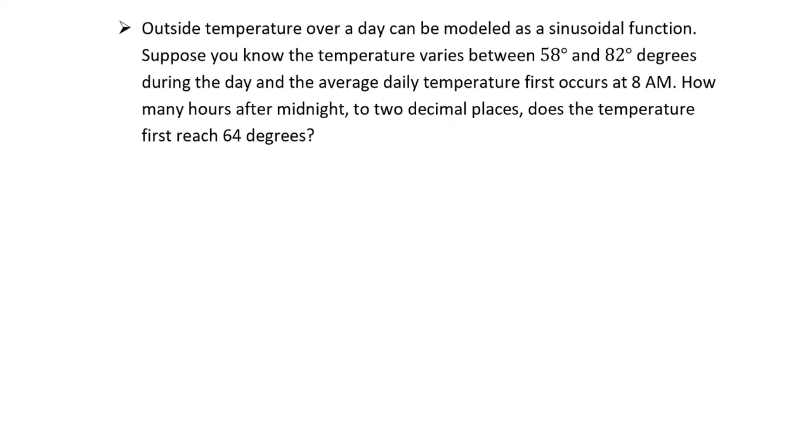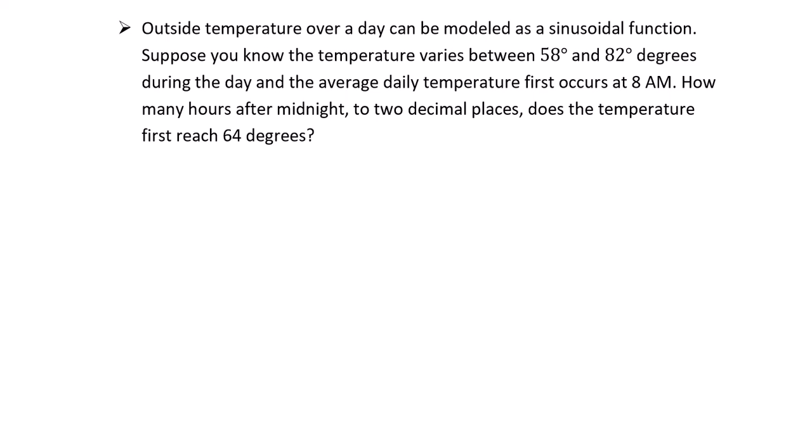Outside temperature over a day can also be modeled as a sinusoidal function. Suppose you know the temperature varies between 58 degrees and 82 degrees during the day, and an average daily temperature first occurs at 8 a.m. How many hours after midnight to 2 decimal places does the temperature first reach 64 degrees?